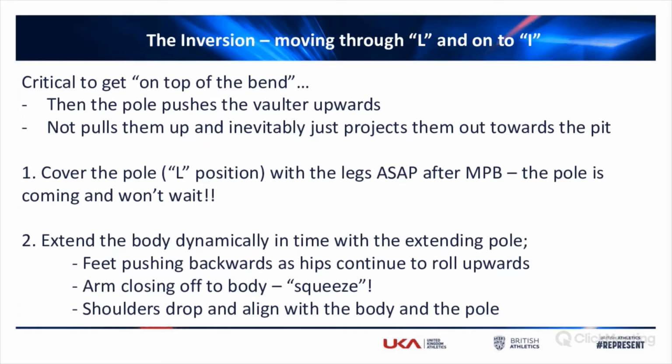In order to extend effectively, it's about pushing the feet backwards over the top of the hands as the hips continue to rise and roll up. It's about the body and the arm closing off now and closing that gap between the body and the arm, squeezing that gap nice and tight so that there's no separation. And then lastly, the shoulders drop and align with the body and the pole. And that's where we see that I position at the end of the invert.